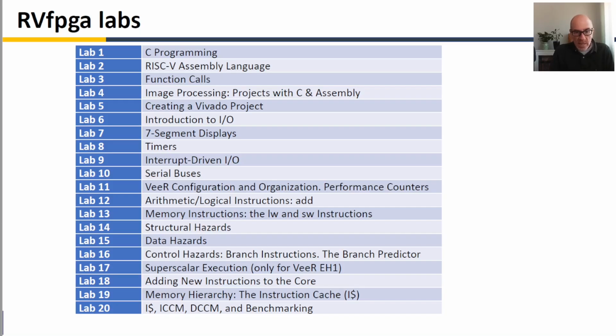Labs 6 to 10 show how to use and expand the RVfpga input-output system to enable the RISC-V processor to interact with peripheral devices. These labs introduce common peripherals such as switches, LEDs, 7-segment displays, push buttons, serial ports, etc. They show how to use both polling and interrupts to access memory-mapped input-output peripherals, and they show how to expand the RVfpga system to use new peripherals.